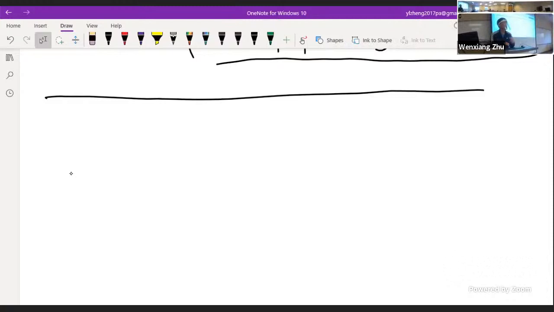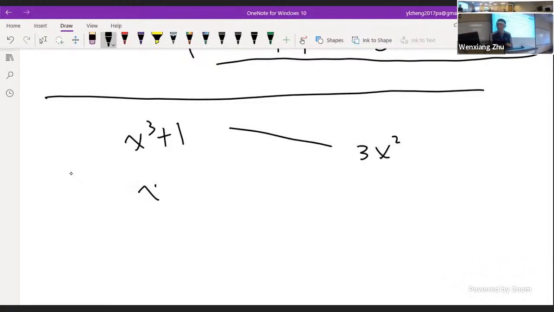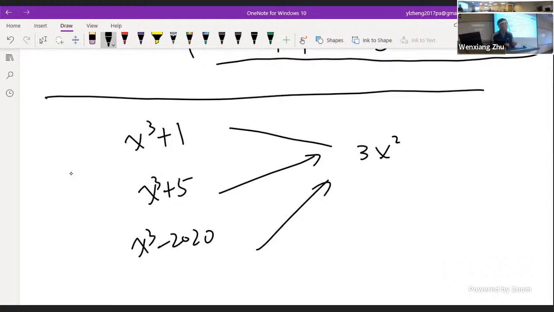Say the derivative of x cubed plus 1 will be 3x squared. And also you have x cubed plus 5. Take the derivative, you always get 3x squared. And you have x cubed minus 20, always get that. So you add any constant c, you get the same derivative.